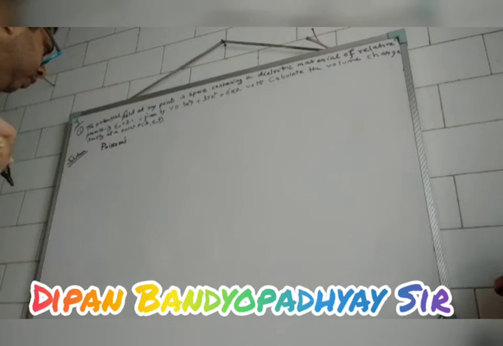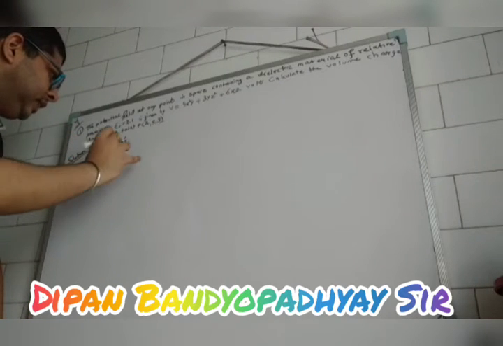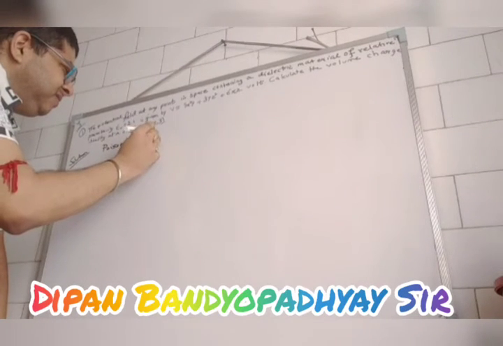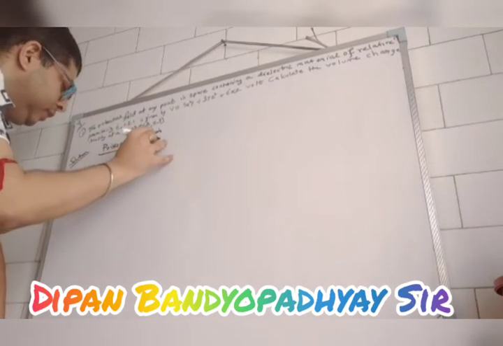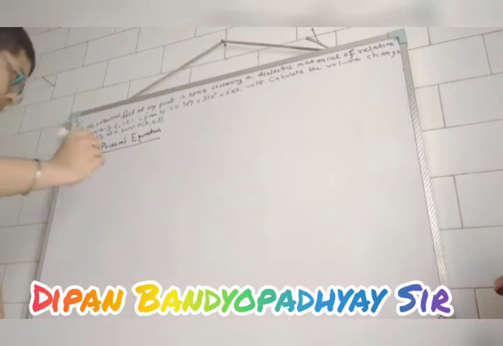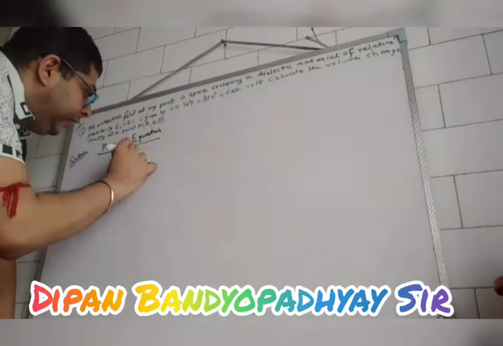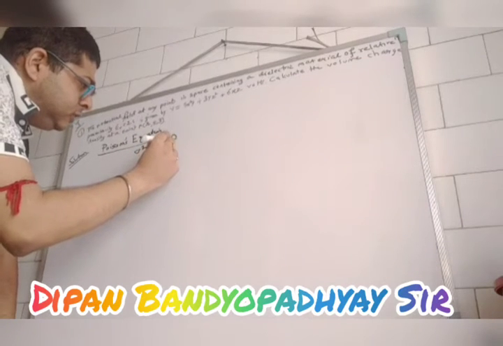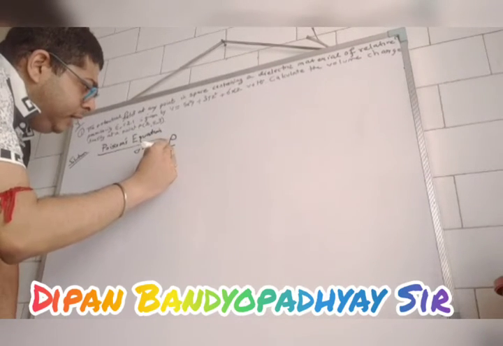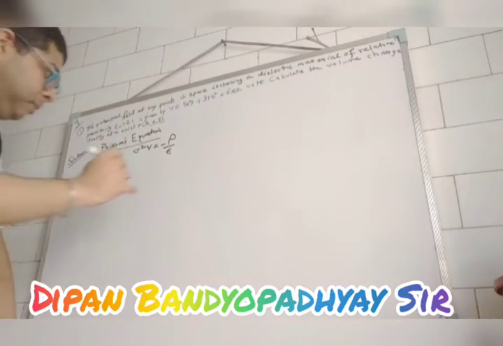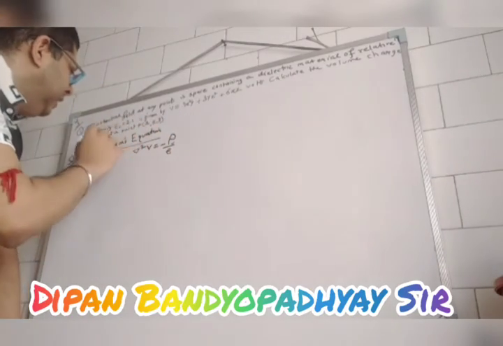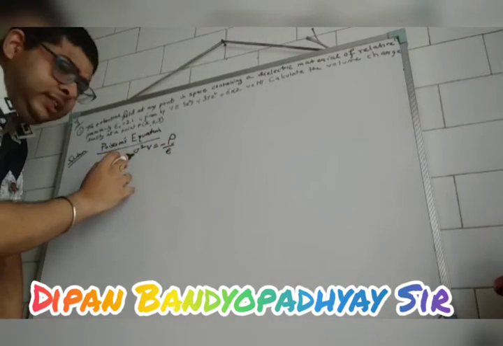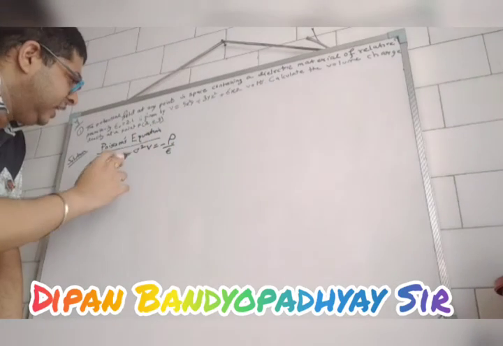So how to calculate? For that we will be using Poisson's equation. What was the Poisson's equation? It is basically del square V equals minus rho by epsilon. Better to say it is the volume charge density. So this is rho V and this is your del square V.